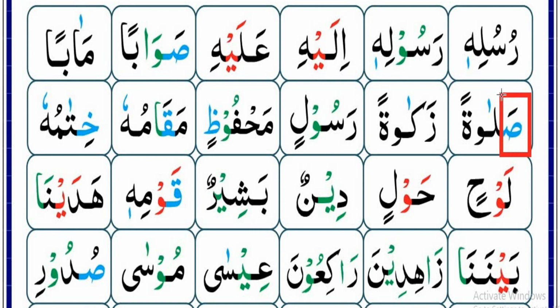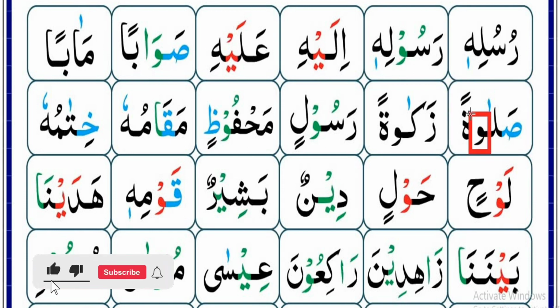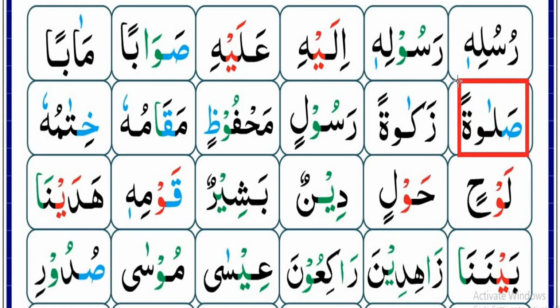And here it is Sad fatha sa, lam standing fatha la, ta fathatain tan, salatan. So this waw here, it will not be pronounced, it is silent. Only 3 letters will be pronounced, Sad, lam and ta. So the word is salatan, and waw is silent.